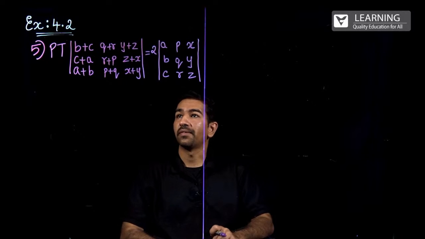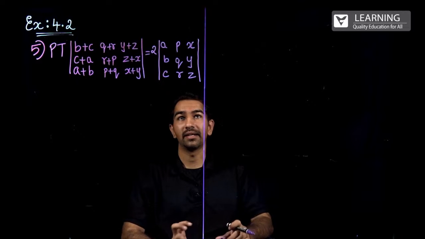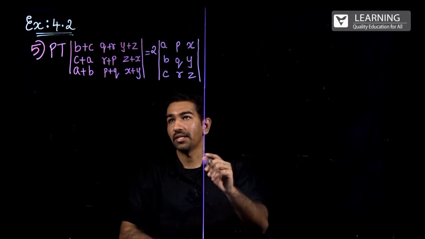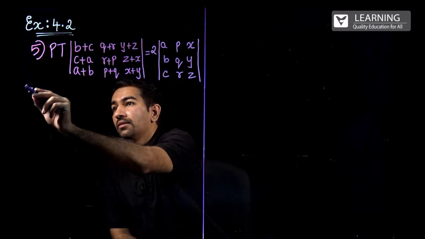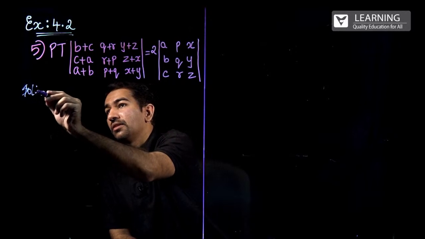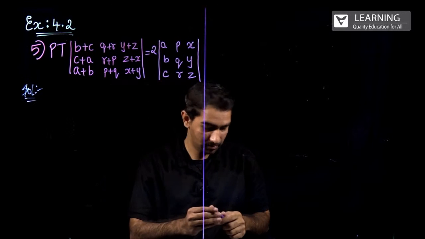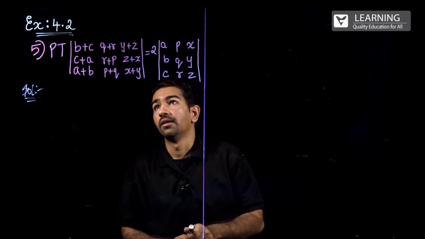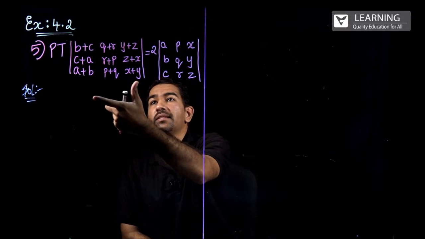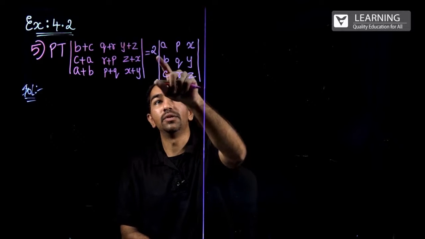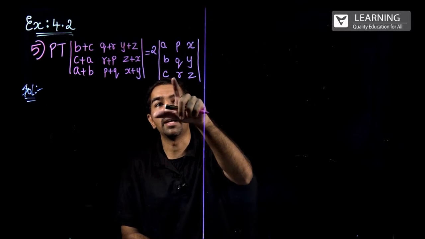So again, question number 5, prove that the left hand side is given. We have to take that and get the right hand side. Alright, let us start with the solution. Solution. Okay. So the determinant is given like this, and we have to get the right hand side, 2 times of APX, BQY and CRZ.